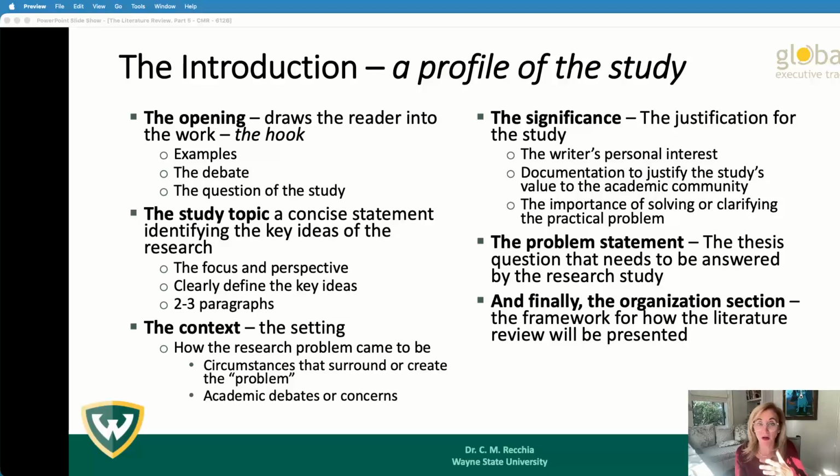And then the next part is the problem statement, the thesis question that needs to be answered by the research study. And then finally, after that, the organization section and framework for how the literature review will be presented. So you want to discuss how you're going to lay this out and how you're going to explain all these pieces. It's a very short part of the literature review, just kind of like what to expect.